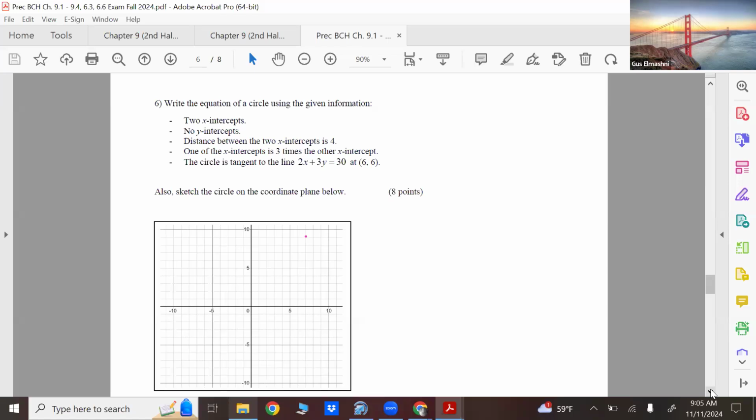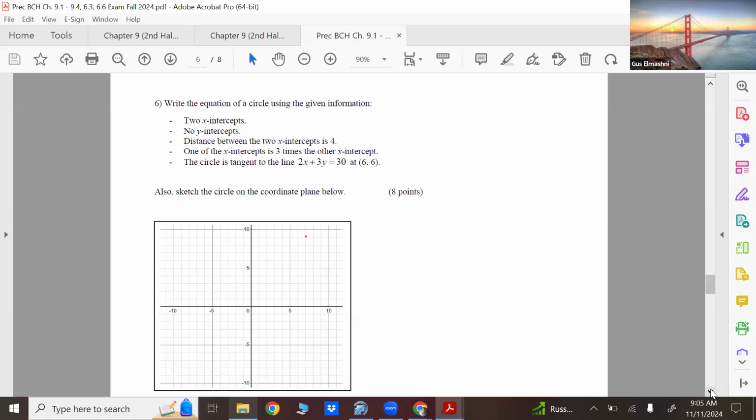Thanks. So you know that the first x-intercept is 3 times the other one. Good. So call them A and B. So you say 3A equals B, and B minus A equals 4. Then you plug those in and you can get 2 and 6. You've got to start there first. So what's H then? It's the x-coordinate of the center.